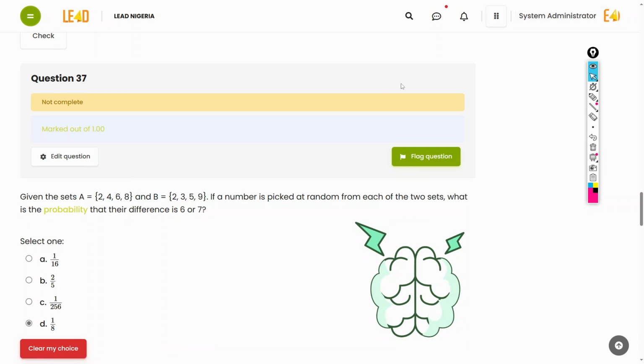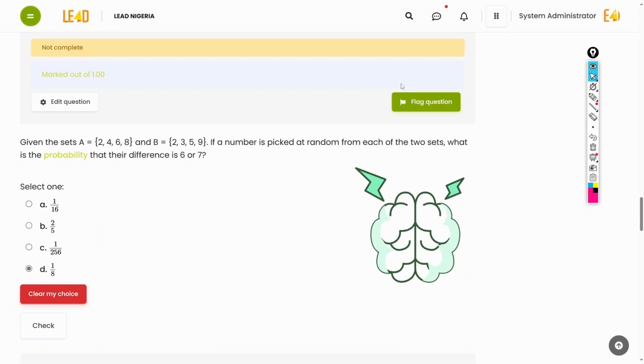Okay, so question 37 says, we're given the sets A and B. If a number is picked at random from each of the 2 sets, what is the probability that the difference is 6 or 7? Okay, so the best way to work around this is to do a sample space. We'll draw out all the possible differences, and then we'll check to see what the probability actually is.